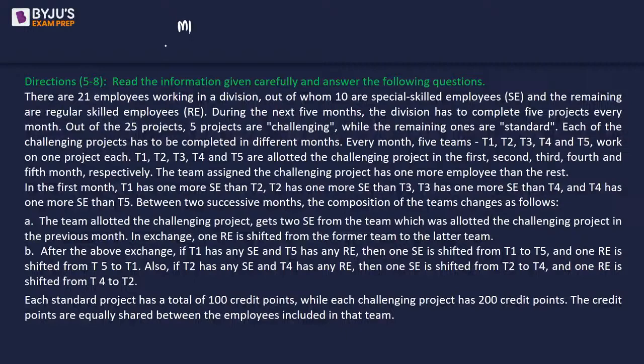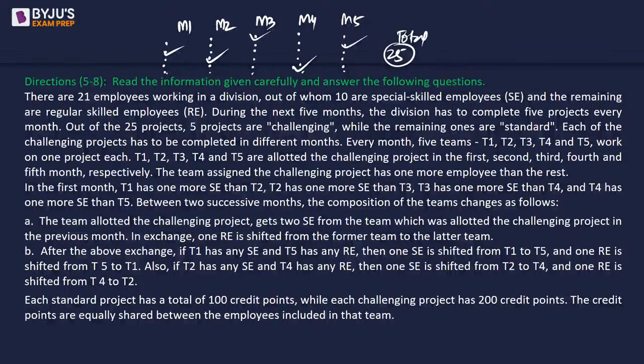Month number 1, 5 project, इसमें से एक challenging. Second month, another 5 project, some challenging. Third month, another 5 projects, some challenging. Fourth month, फिर से कोई 5 project में कोई challenging. Fifth month में फिर से कोई 5 project होगा, जिसमें से कोई challenging होगा. So that's the reason they have said that 5, 5, 5, 5, 5, total 25 projects are there total, out of which 5 projects are challenging, while the remaining ones are standard. So the ones that I have not ticked, those are standard ones. Okay.